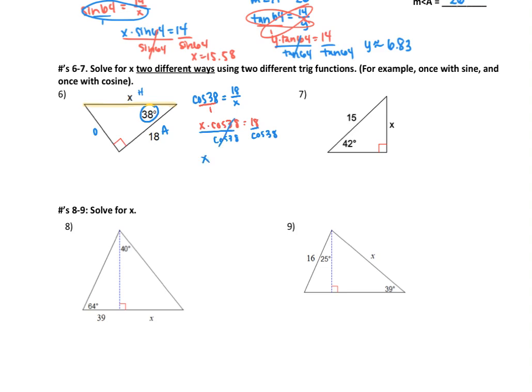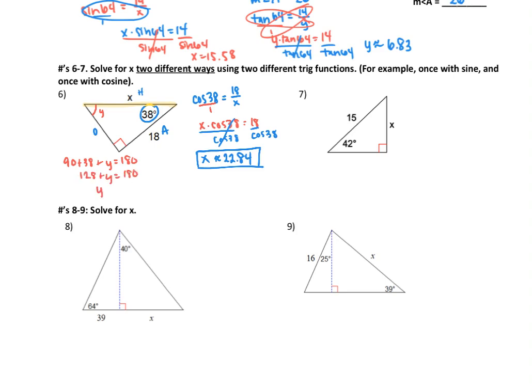So 18 divided by cosine 38, we get 22.84. If we wanted to solve this problem again, but using a different trig function, we would have to use a different angle. So we're going to solve for this angle, and that's just going to be 90 plus 38 plus, we'll call it y, equals 180. So 90 plus 38 is 128.